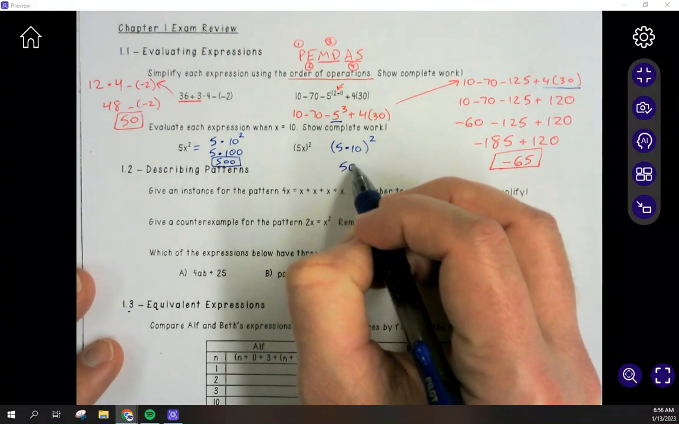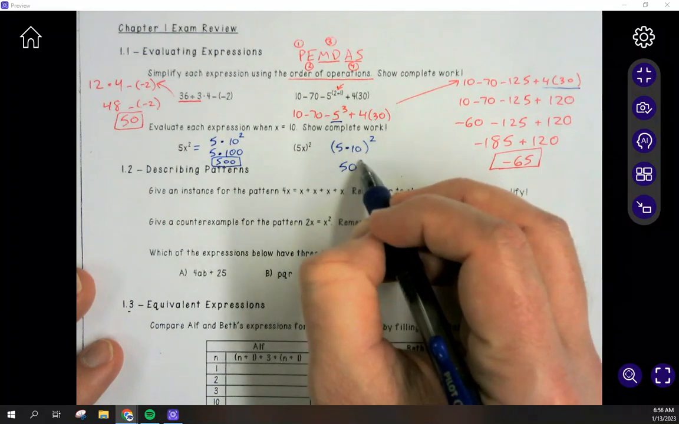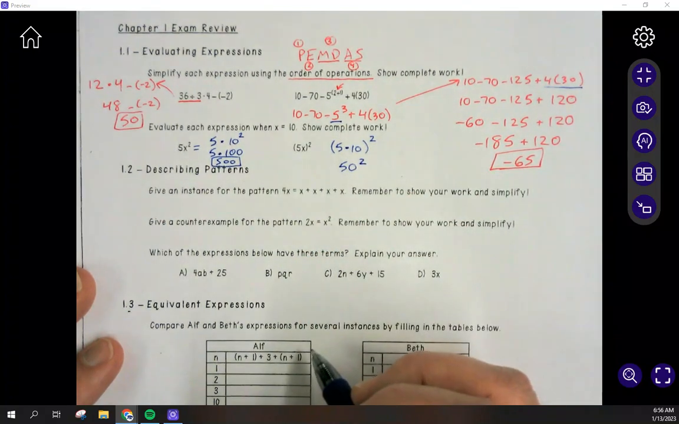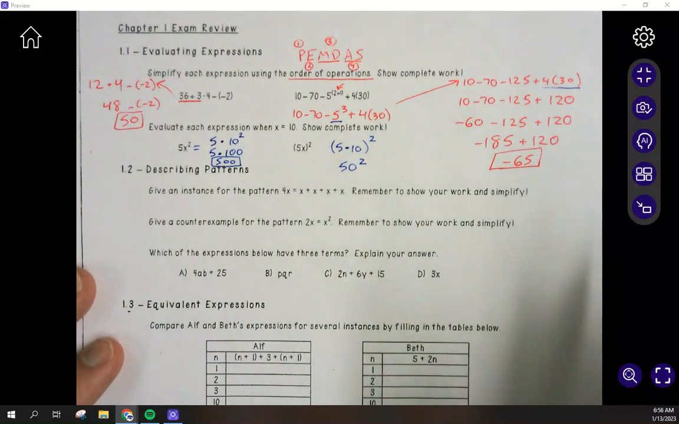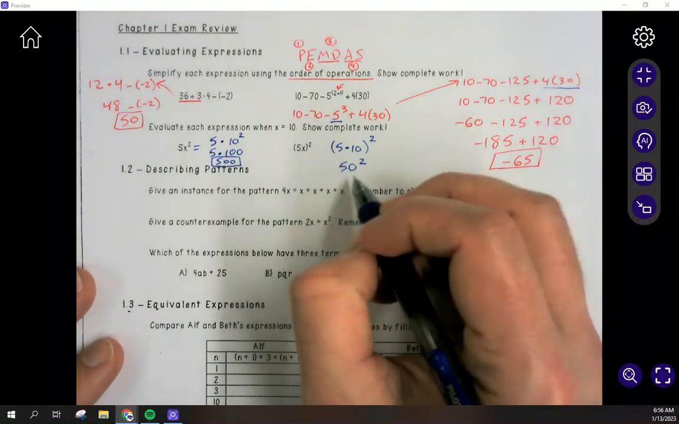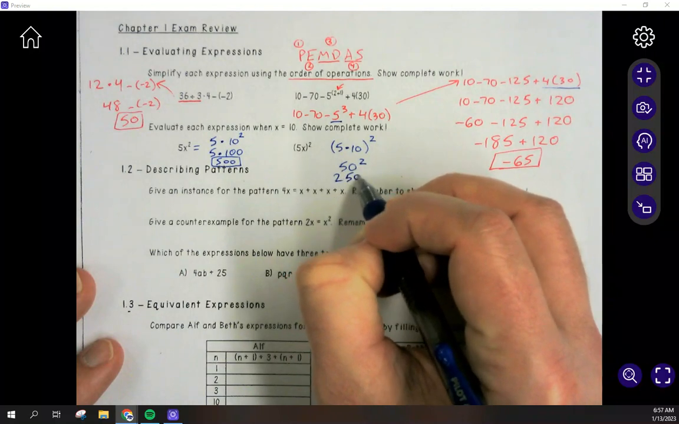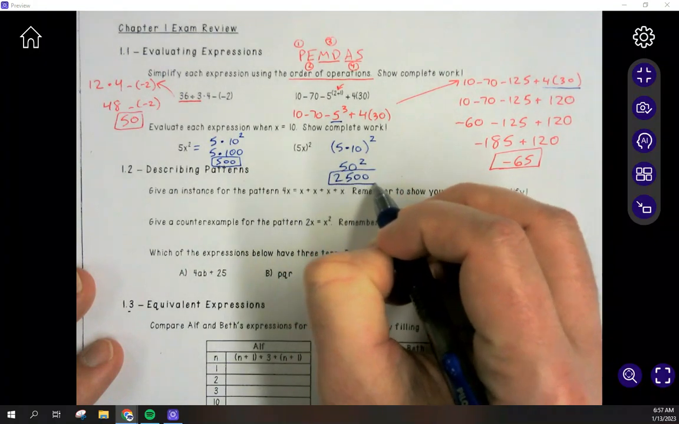So 5 times 10 is 50. The squared now is attached to the 50. And you plug that in your calculator, 50 to the second power, or 50 times 50, is 2,500.